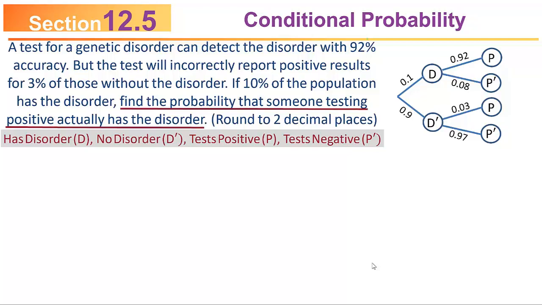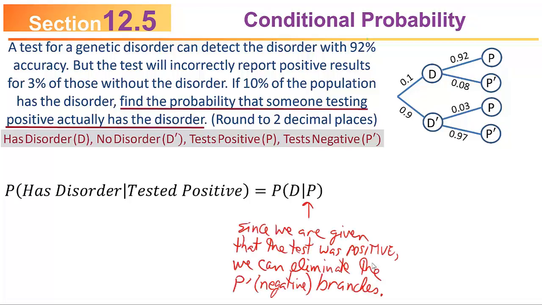We're trying to answer the question about the probability that someone testing positive actually has the disorder. In other words, the probability of D, have the disorder, given that they tested positive. So we're looking for the probability that the person has a disorder, that's the D, given that they've tested positive. Well, how do you do that?